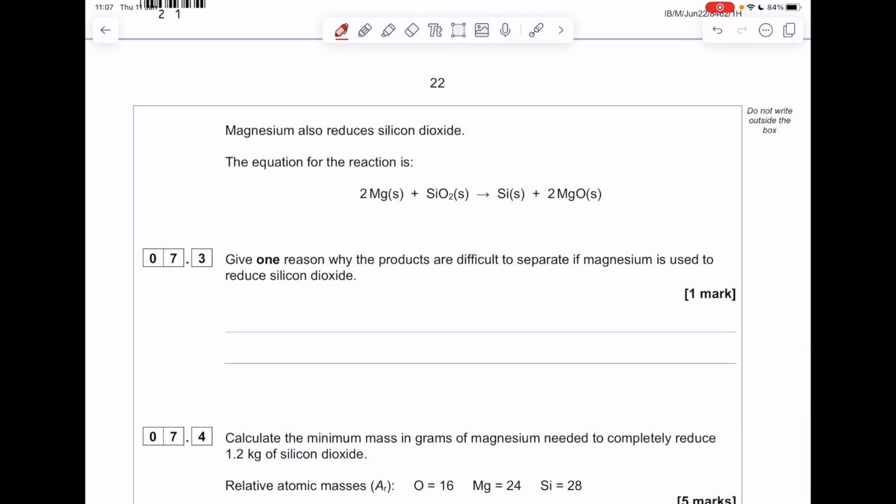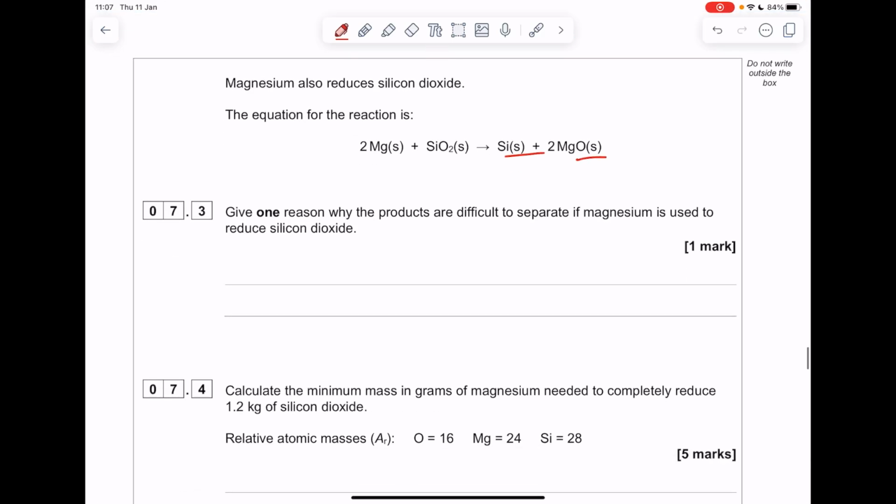Magnesium also reduces silicon dioxide. Here's the equation. Give one reason why the products are difficult to separate if magnesium is used to reduce silicon dioxide. Look at those state symbols, it's because they're both solid. So filtering won't work here. Can see a mole calculation coming.